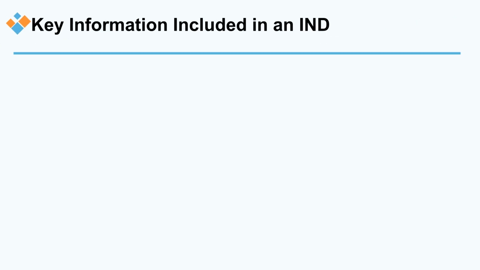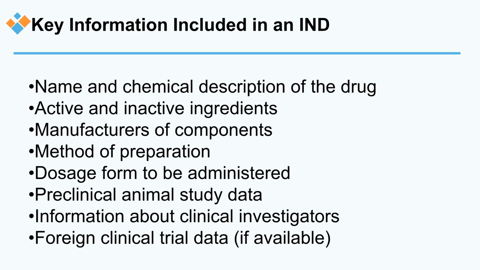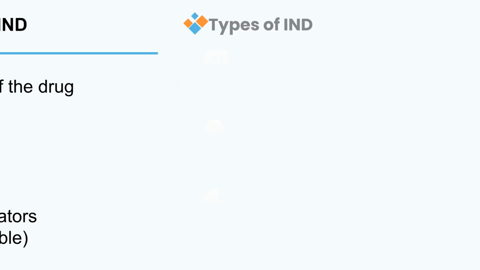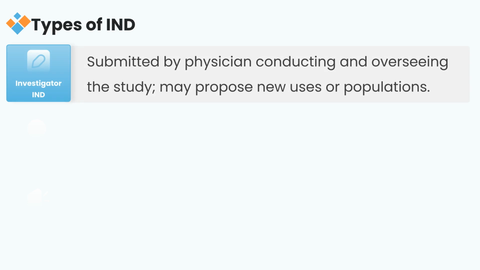Key information in an IND includes the drug's name and chemical description. Of course, it is important that we have data on its chemical components that might have an effect on the properties of the drug. It also includes ingredients, manufacturers, method of preparation, and dosage form. It is important that we formulate the drug into a form that gives stability. It also includes preclinical data and information about the clinical investigators, who must have the qualifications needed, and also foreign trial data, if available.